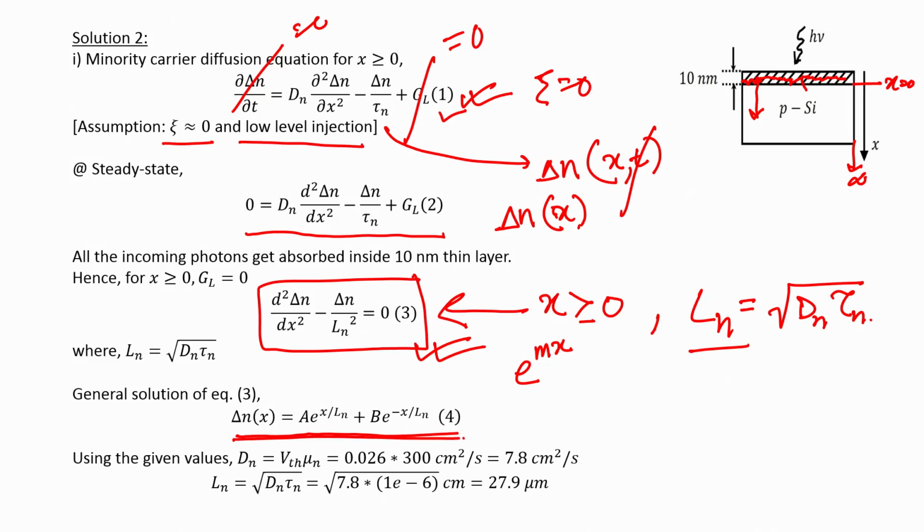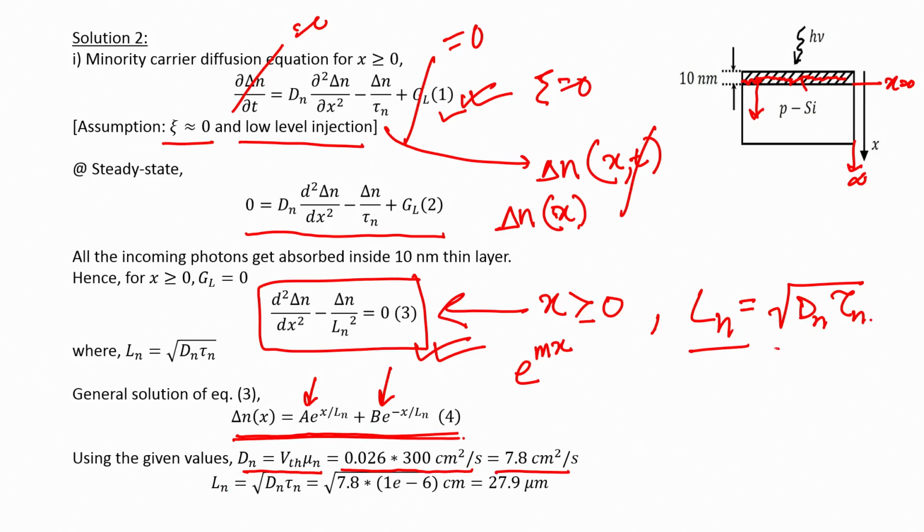So, now the next thing is we have to find out these two coefficients a and b imposing a particular boundary condition. Before that, just find out what are the Ln and Dn values from the given parameters. Dn can be found using the Einstein's equation. Dn is equal to thermal voltage into the mobility, and that is given by 0.026 into 300 centimeter square per second is equal to 7.8 centimeter square per second. And what will be the diffusion length?